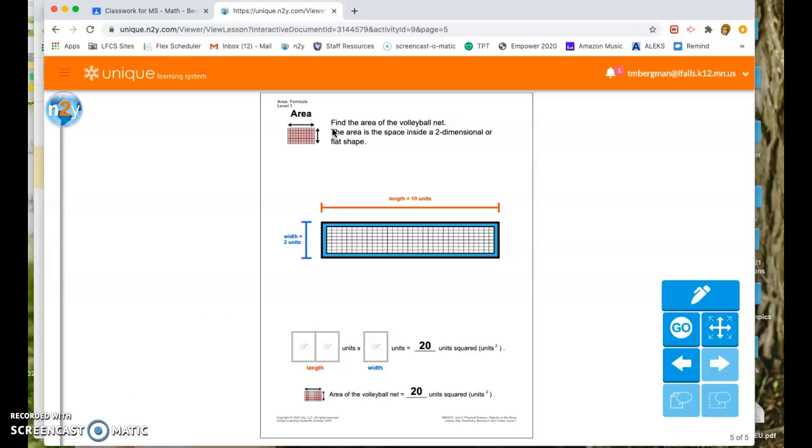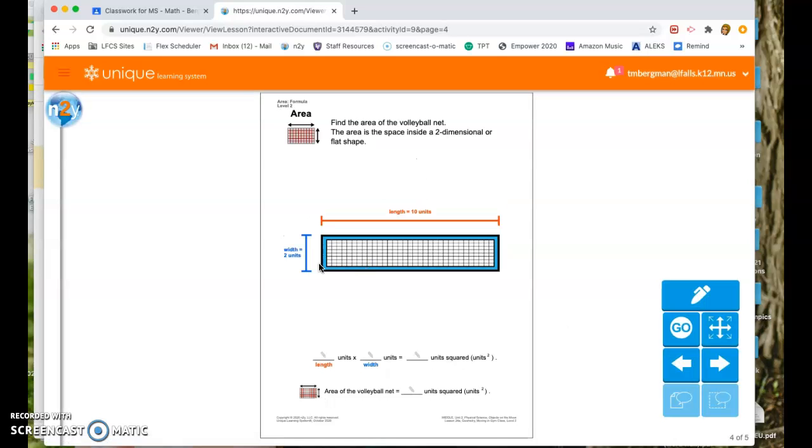Okay, when we're finding the area, it's the space inside the two-dimensional or flat shape. So it says find the area of the volleyball net. So what we're deciding is how wide it is and how long it is. So we're going to pretend that this volleyball net is actually on the floor. So the width and the length. And what we're going to do, instead of counting all of these, is multiply. So the length is 10. Do you see that these colors coordinate? So you're going to put this orange number here. So you're going to put 10 here. You're going to put 2 here. So 10 times, because we're multiplying, 10 times 2 equals 20.